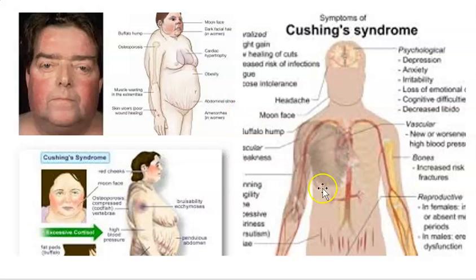And then here is the picture from our previous lecture where we talked about, they kind of look like they're round, they're kind of like an apple on a stick. So they've got that round belly, moon face, buffalo hump, just kind of like a collection of different manifestations. Their skin can get kind of thin and striated. They can have those purple looking stretch marks on them. So just kind of be aware of that.